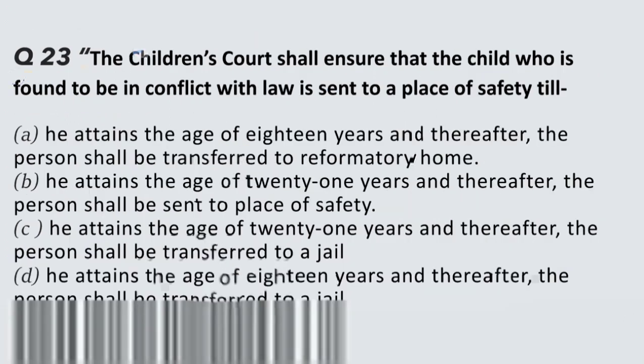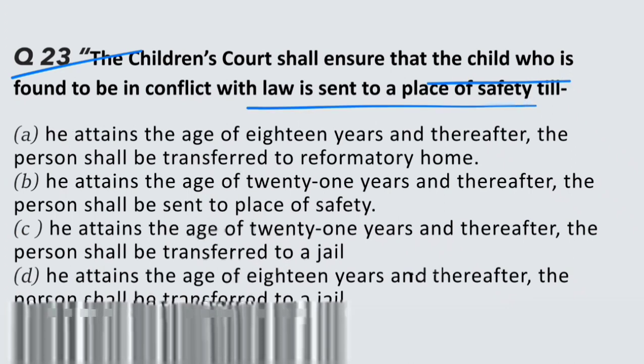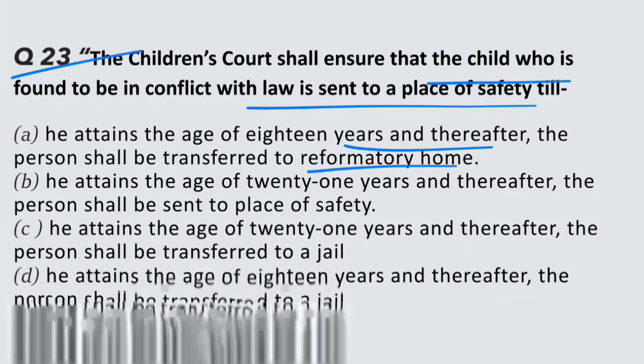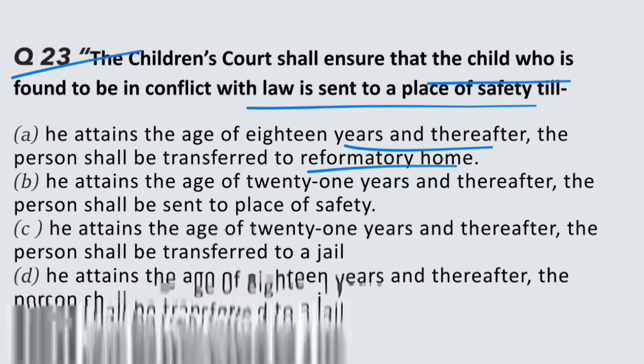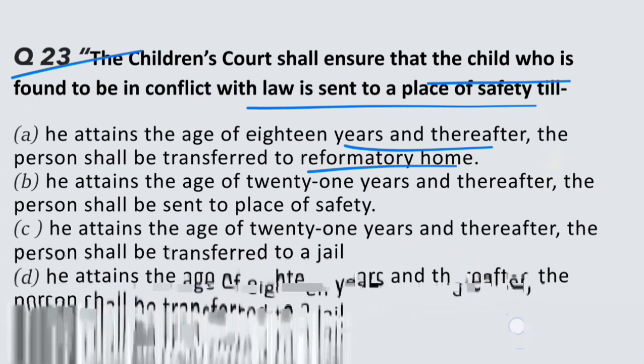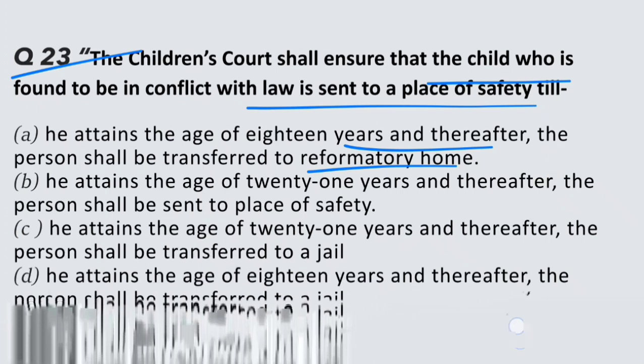Next question is, the children's court shall ensure that the child who is found to be in conflict with law is sent to a place of safety till. So A says he attains the age of 18 years and thereafter the person shall be transferred to reformatory home. And B says until 21 years and then he shall be sent to place of safety. C says until 21 but he shall be sent thereafter to jail. And D says till he attains the age of 18 years and thereafter he shall be transferred to a jail.